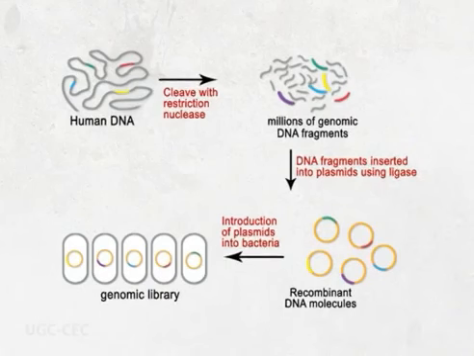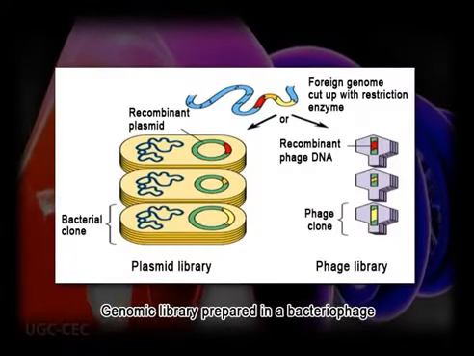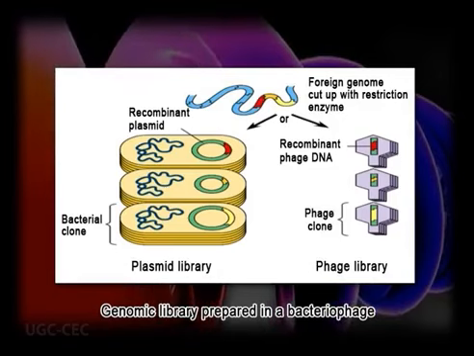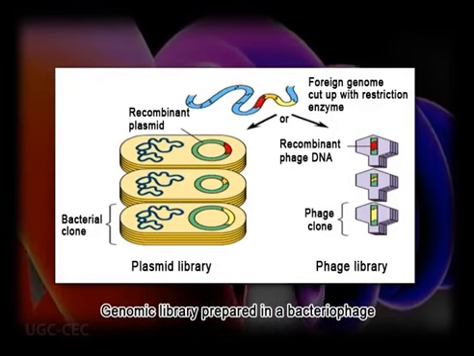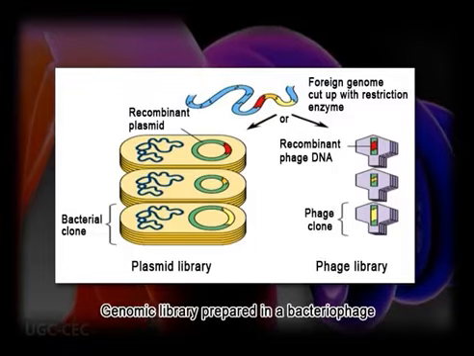The preparation of a DNA library depends on the type of restriction enzyme used, the size of DNA fragments generated, and the choice of the vector. For smaller genomes like prokaryotes, plasmids are used as vectors, whereas for larger genomes like eukaryotes, bacteriophage lambda and cosmids are used as vectors for construction of a DNA library.